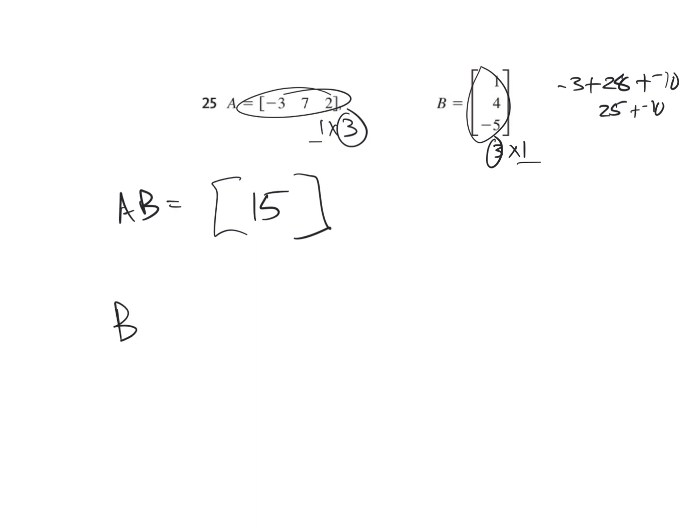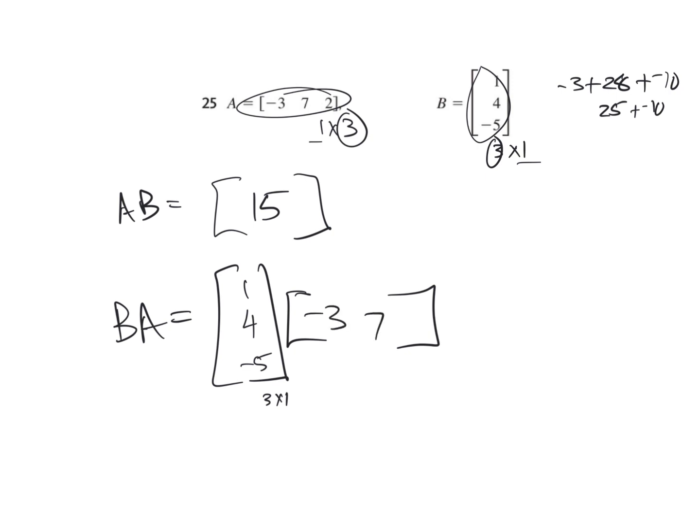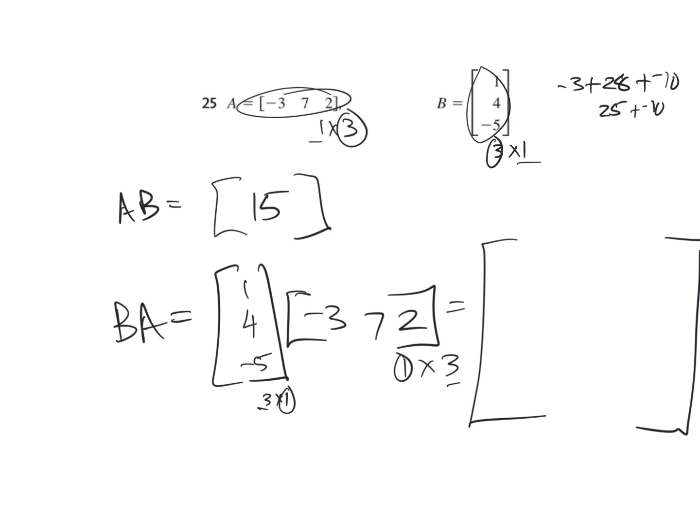Well, what if we did B times A? Go backwards. So here, I'm going to write these out. 1, 4, negative 5. This is B, and that's a 3 by 1. And then A is this row, negative 3, 7, 2. This is a 1 by 3. So the inside numbers are the same, and we're going to end up with a 3 by 3. Crazy.